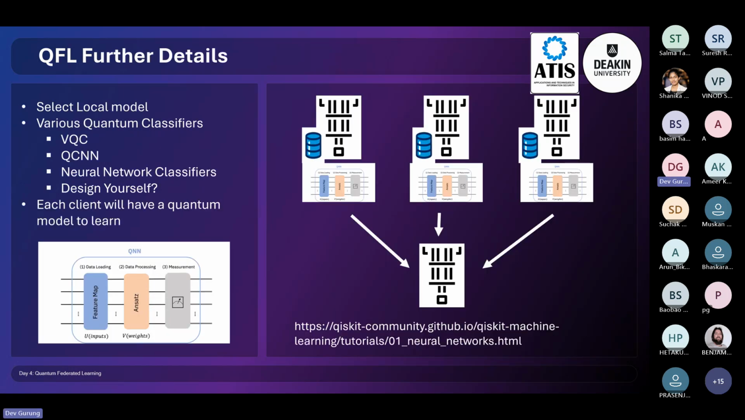And now comes the main part. So we have selected the data processing part, the number of clients, and so many things, right? One of the important things is what do you want to achieve? If you are trying to achieve classification, maybe you have to use a variational quantum classifier, neural network classifier. You can also use QCNN. There are other available ones, right, in the Qiskit Machine Learning library itself.